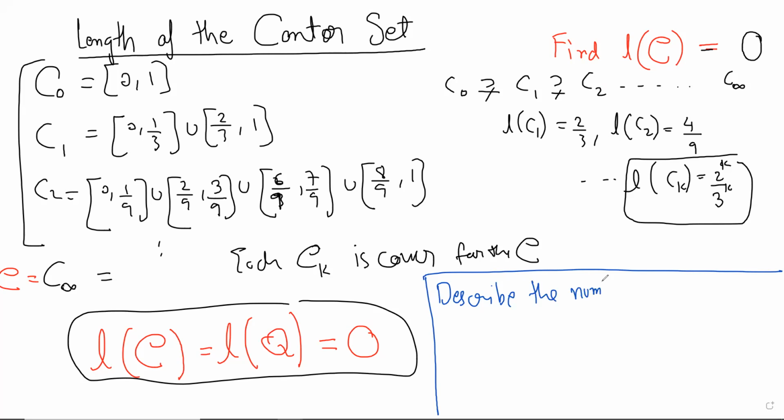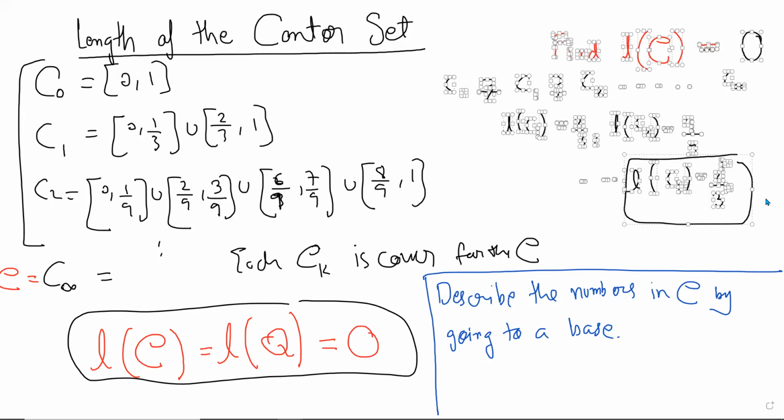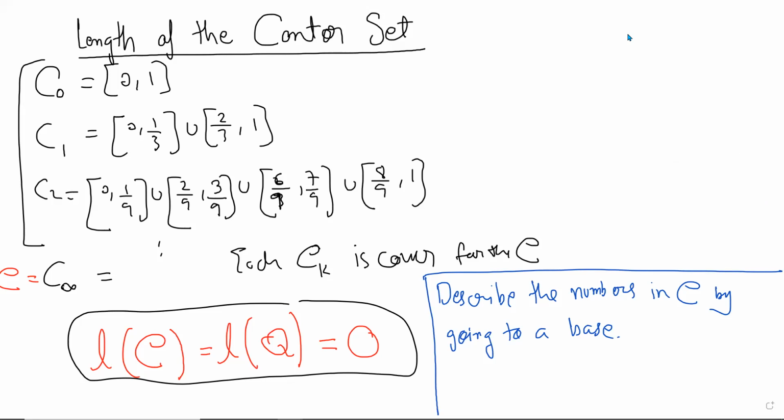The numbers in C, by going to a different base. In base 10, there is no good description, right? But you can imagine that there may be a good description in some other bases. Let me just give you a quick way to see base 10 in a way that the Cantor set is.